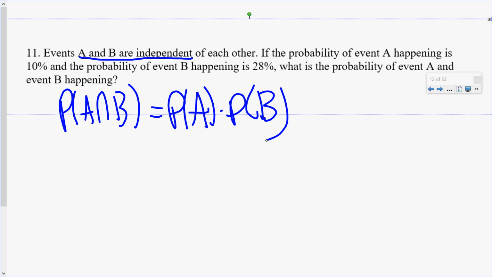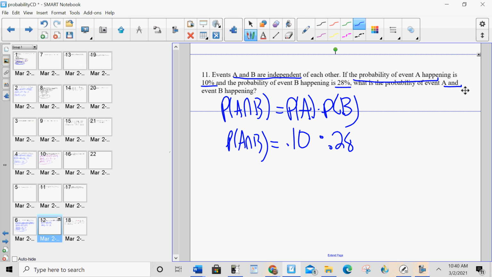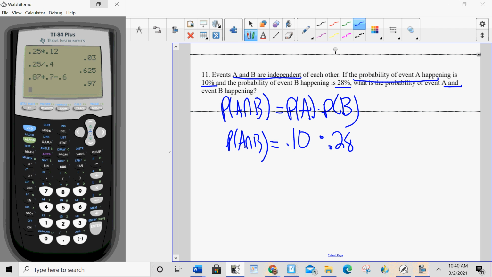Okay, now that you tried number 11 on your own, the probability of event A happening is 10%. So P of A is 0.10. The probability of event B happening is 0.28. That's P of B. It's asking for and. You can put an X or you can just write P of A and B. It doesn't matter. So I just do 0.10 times 0.28, and I get 0.028.